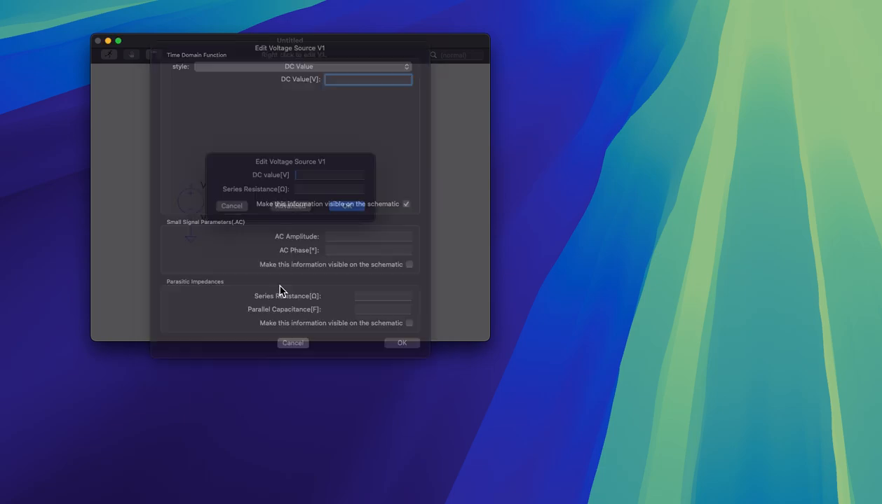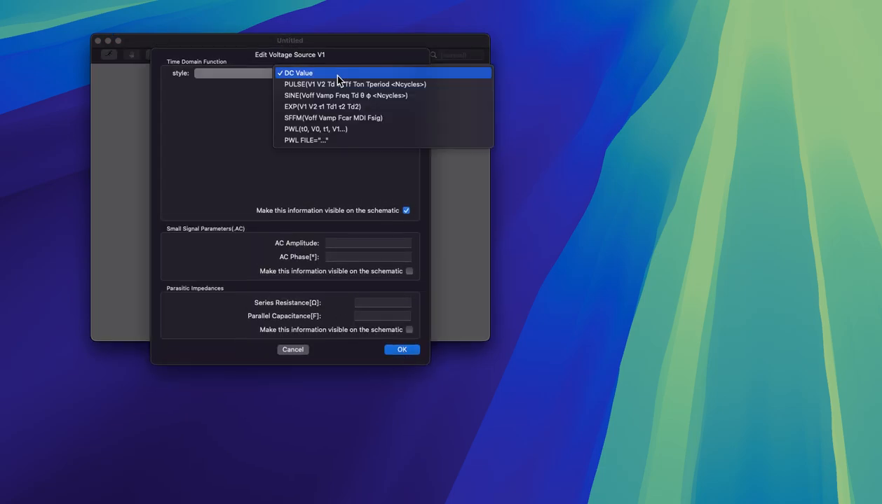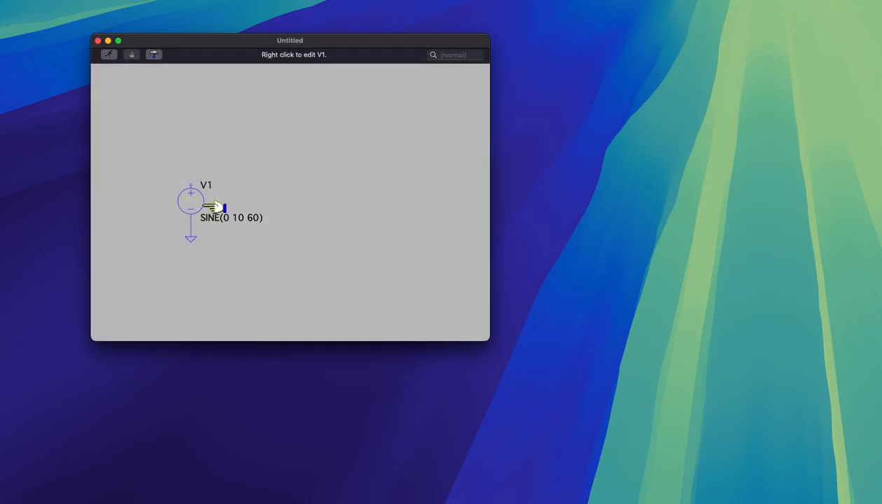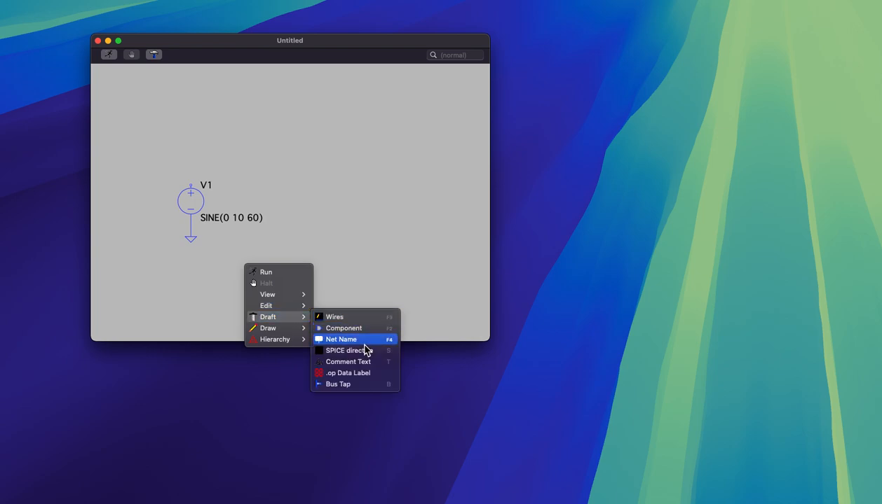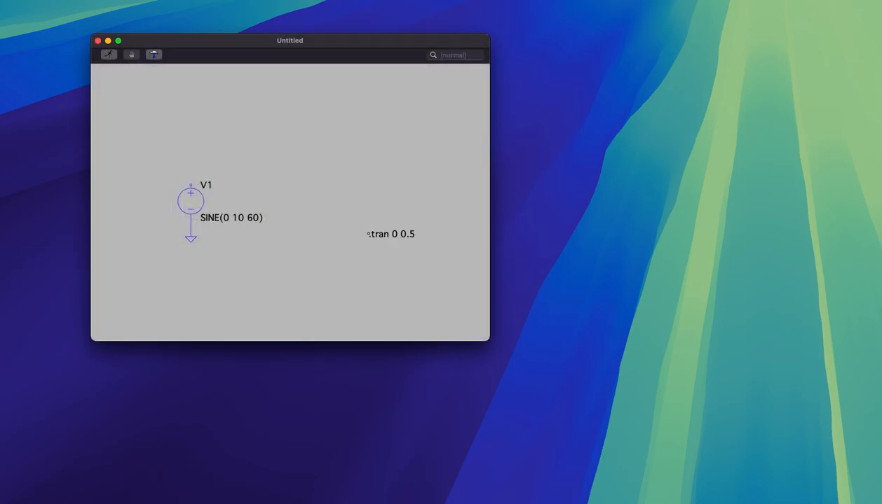So we're going to start with the simplest exercise. We're going to have just a sine wave of amplitude, let's say 10 volts, and a frequency of 60 hertz. Okay, and we're going to simulate this. In order to do that, we need to add the directive of dot transient simulation from 0 to, let's say, 0.5 seconds. That's going to be our simulation.